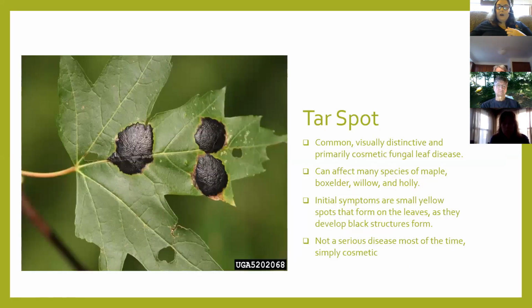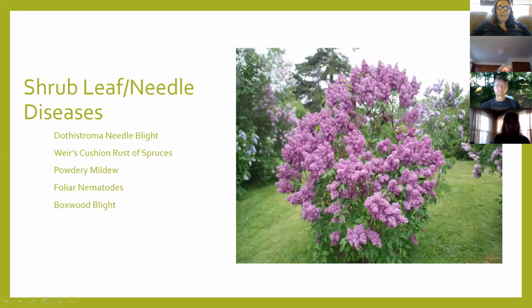And then you have tar spot. This is common, visually distinctive, and primarily a cosmetic fungal leaf disease. It can affect many species from maple to box elder to willow and holly. Initial symptoms are small yellow spots that form on the leaves, and as they develop, these black structures form. This one is simply cosmetic, but it's very easily diagnosed because it's very much a certain type of tar spot.